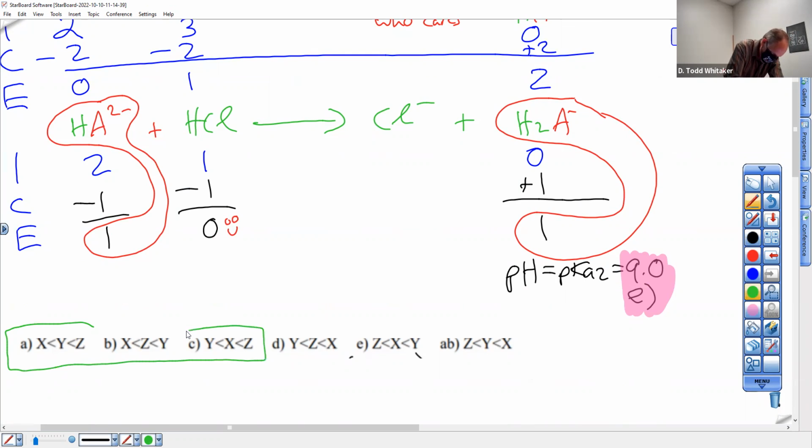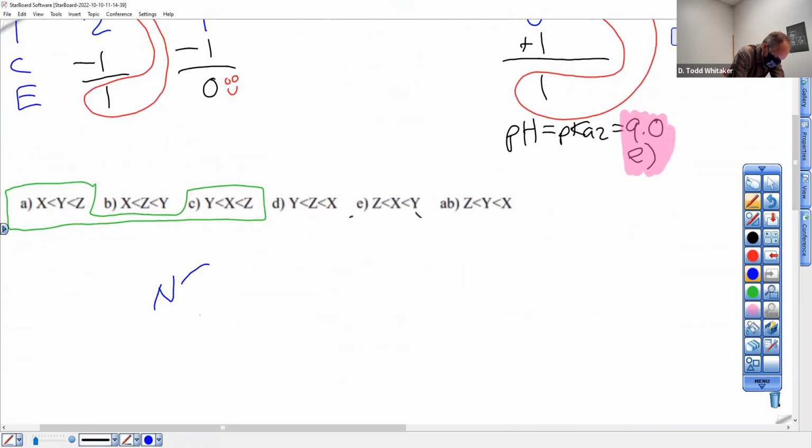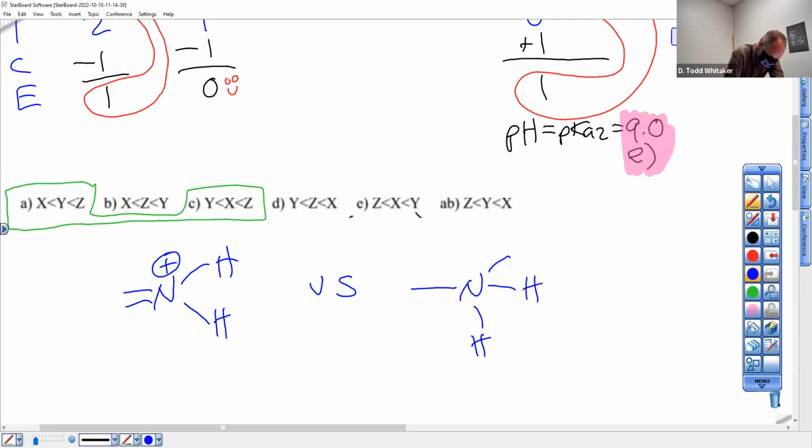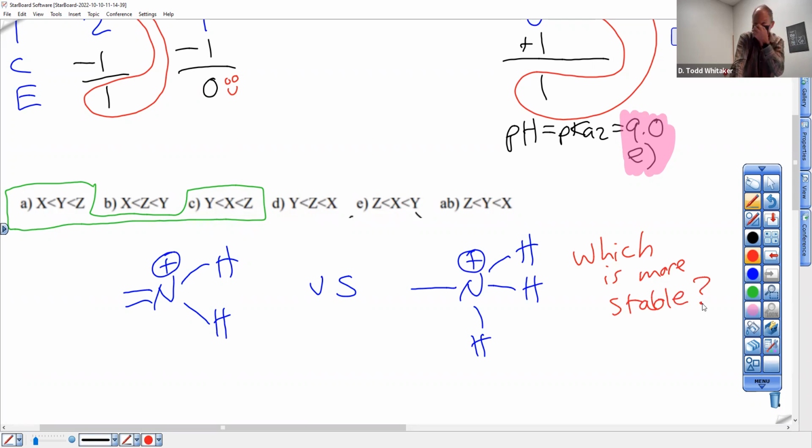Just from our knowledge of acids and bases. Now, the only thing we're comparing here is these two species. I've got a nitrogen with a double bond to carbon on one and a plus charge, versus a nitrogen with 3 bonds to H. I'm going to reword the question. Which is more stable? The one on the left? She's counting bonds and stuff. Don't count bonds. Hybridizations, please.